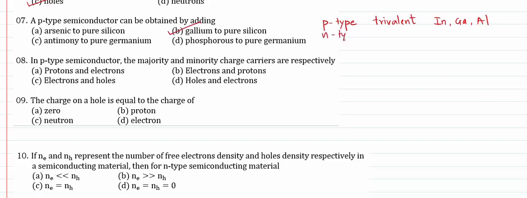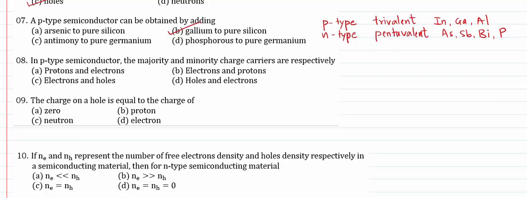Similarly, in n-type, we will be using pentavalent impurity. We will be using pentavalent impurity, right? Here only in options A, C and D you are having like arsenic, antimony, bismuth, phosphorus. So these n-type by adding these impurities, p-type by indium, gallium and aluminium.